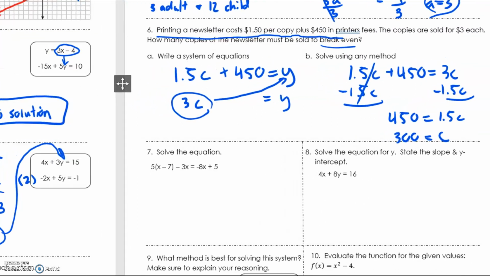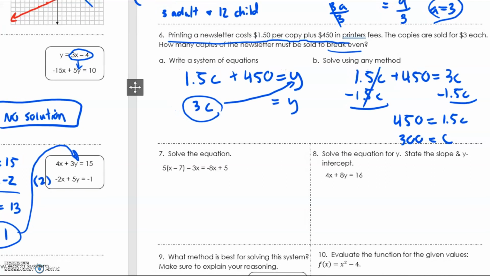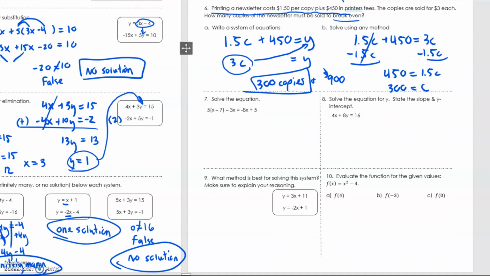And then if I wanted to figure out how much I'm actually spending on that, I could multiply 300 times 3 to figure out how much my total cost is. So it'd be 300 copies, which is equal to $900 spent. This question is just asking for the copies, but understand that's the solution to that system.